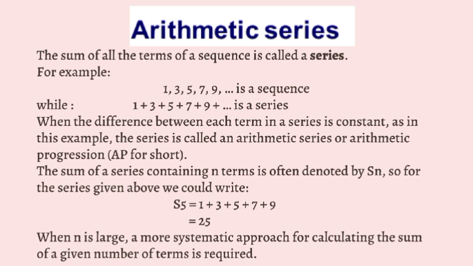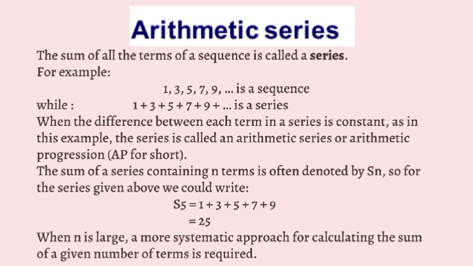Now we will discuss arithmetic series. The sum of all the terms of a sequence is called a series. For example, we have the sequence 1, 3, 5, 7, and 9, while 1 plus 3 plus 5 plus 7 plus 9 is a series. When the difference between each term in a series is constant, as in this example, the series is called an arithmetic series or arithmetic progression. For short, we call it AP.